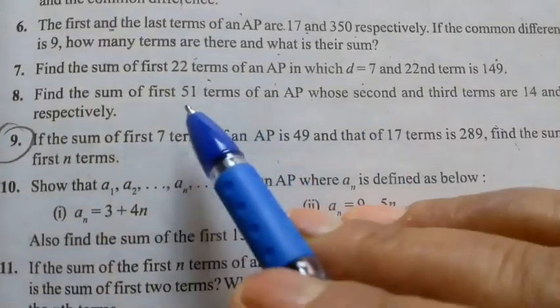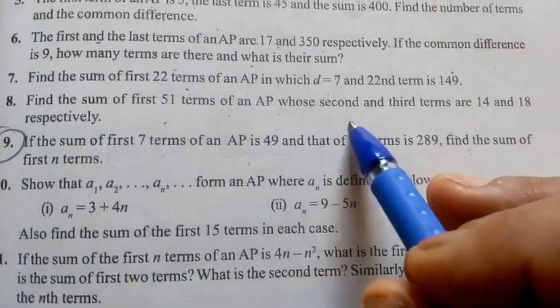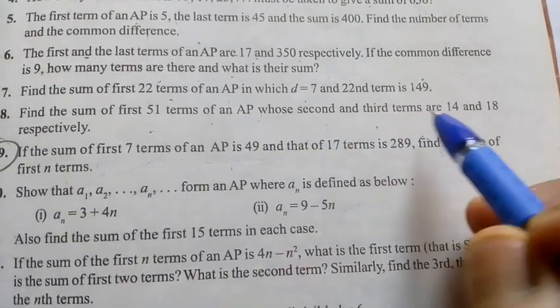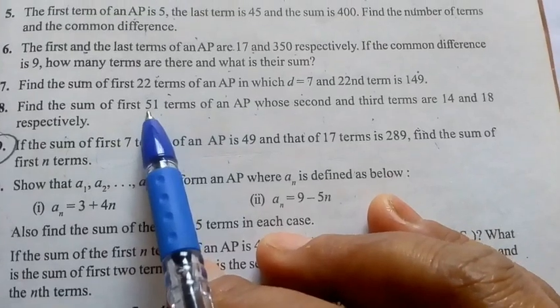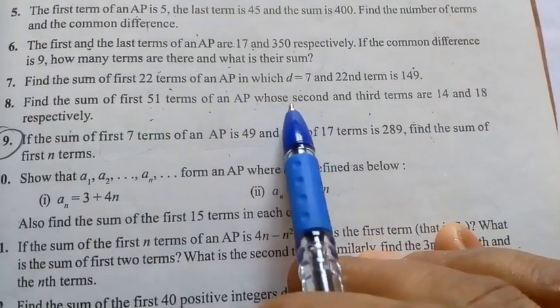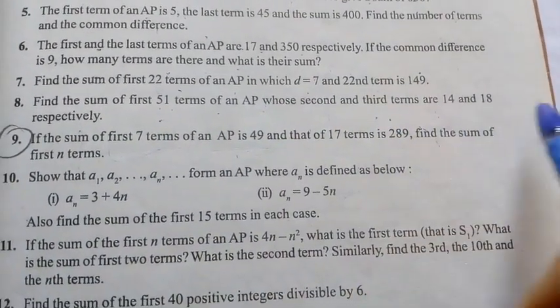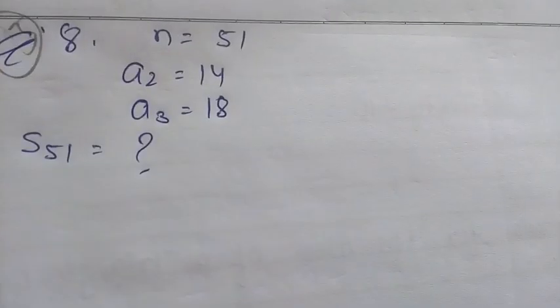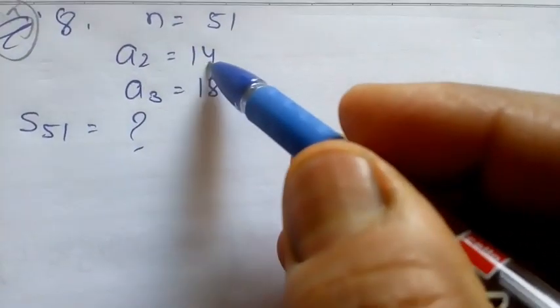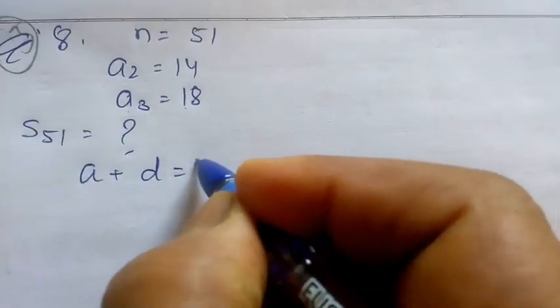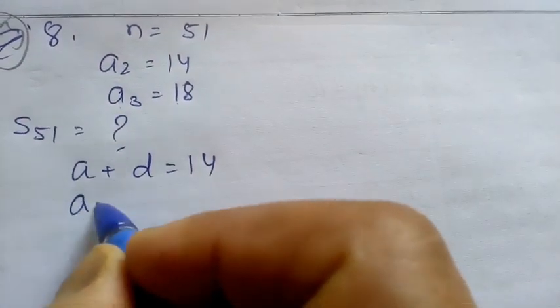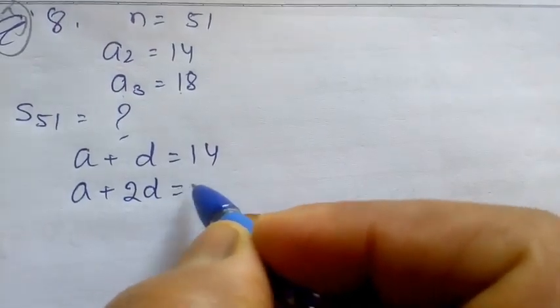Find the sum of first 51 terms of an AP whose second and third term are 14 and 18 respectively. Sum of 51 terms, it means n equal to 51. Second and third term, a2 and a3, are given. n equal to 51, a2 is 14 and a3 is 18. a2 equal to a plus d is equal to 14. And a3 is a plus 2d equal to 18.